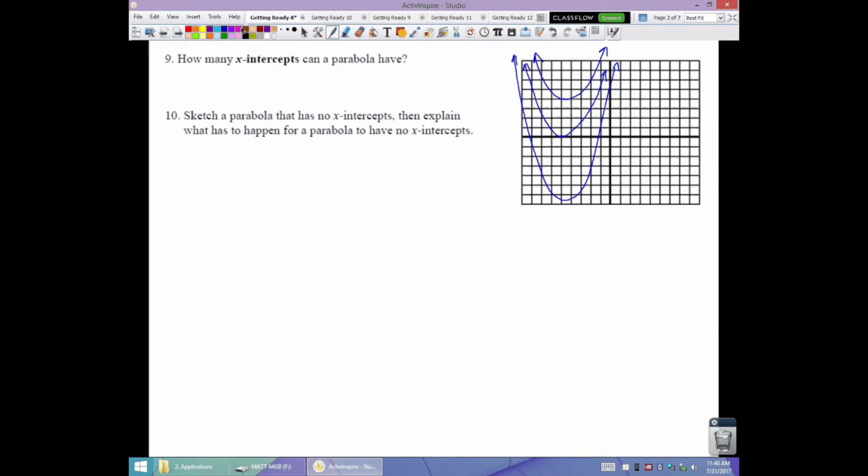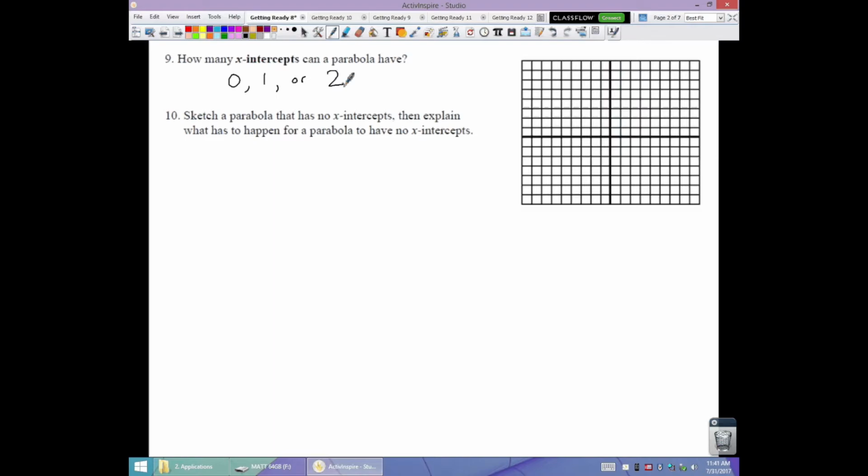Now, I could also look at ones that open down the same way. I could have one that stays all below the x-axis, one that just bumps the x-axis, or that hits it twice. So it looks like the number of x-intercepts can either be 0, 1, or 2. You cannot have 3 or more x-intercepts. So 0, 1, or 2.